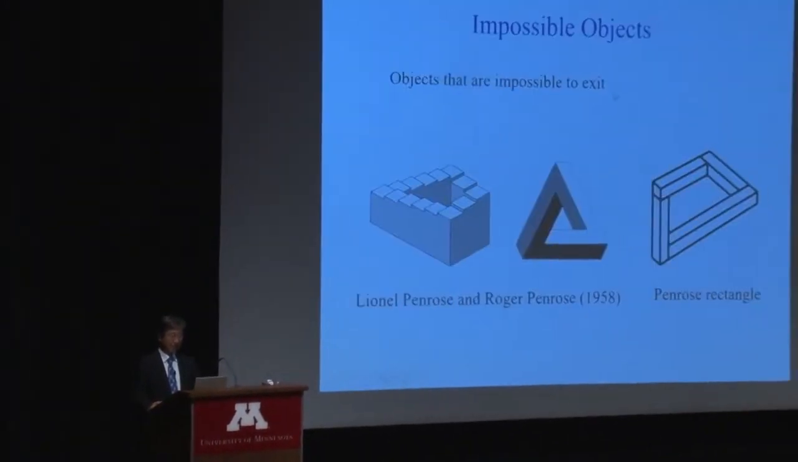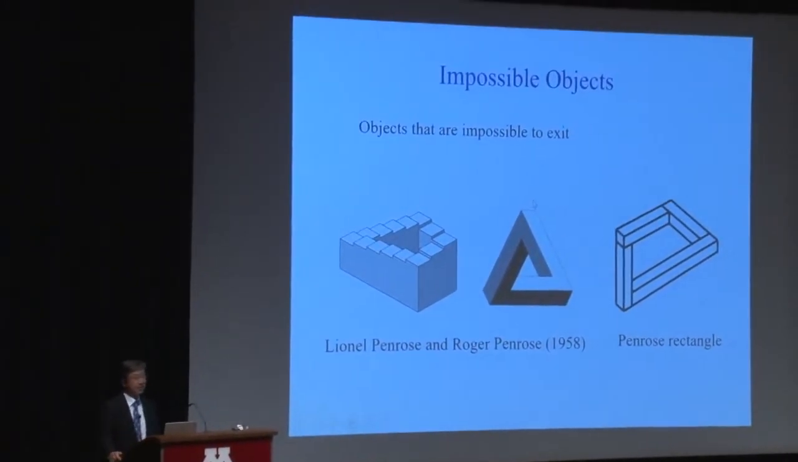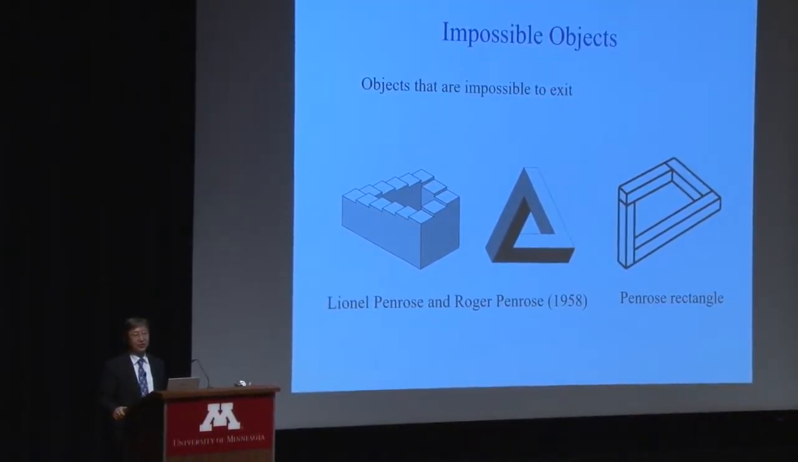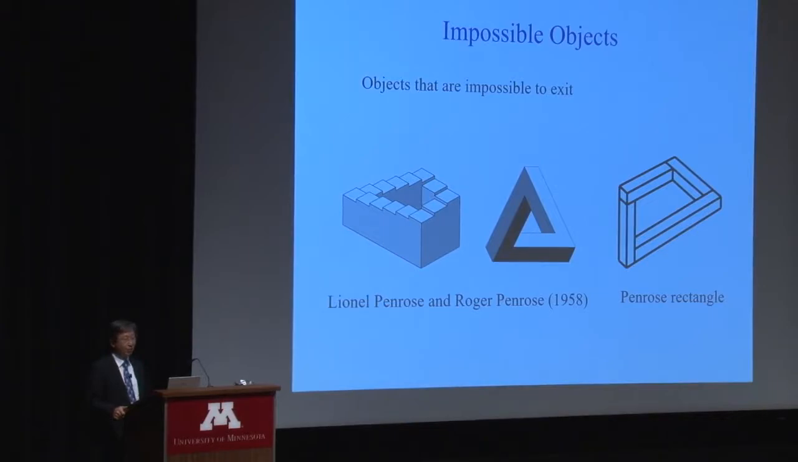Let me start. Impossible objects originally meant objects that couldn't exist as real physical objects. They can only be represented in pictures. These are some examples. When we see these pictures, we have the impression that they are three-dimensional structures. But at the same time, we feel something funny. We feel they cannot exist.